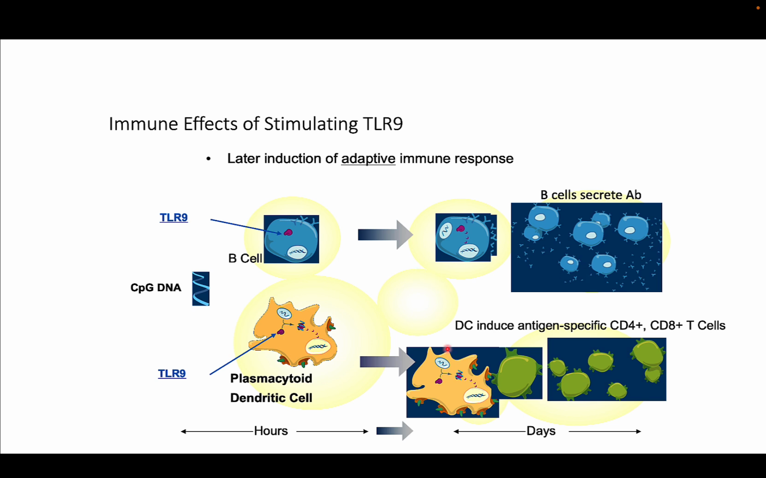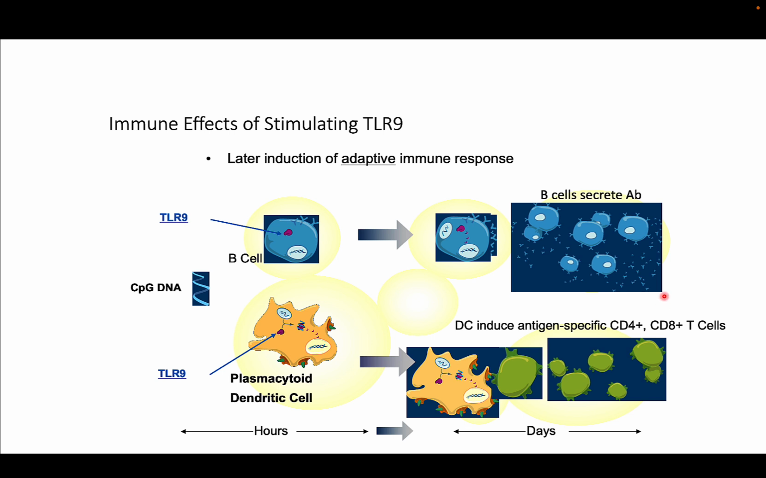The plasmacytoid dendritic cells, together with other dendritic cells, induce antigen-specific T cells, including CD4 T cells that help the antibody production, and in some cases, CD8 T cells that can attack infected cells, or this is the cell type that can be harnessed for cancer immunotherapy.